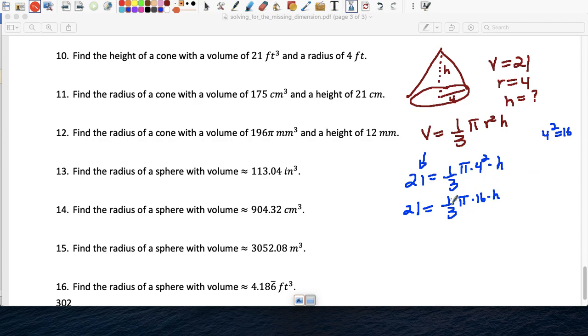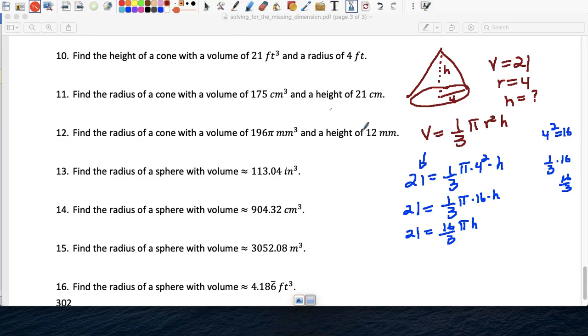Now I'm going to combine the 1/3 and the 16. Literally it says 1/3 times 16, and if you multiply 1/3 times 16, you actually get 16/3. So I'm just making this a little smaller. 1/3 times pi times 16 times h, I can eventually write like this. Much easier, right? So all that becomes 16/3 pi h.